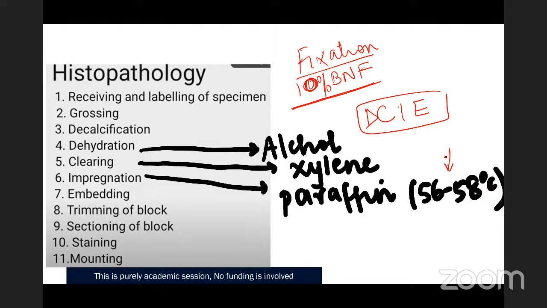Now once we impregnate the paraffin inside the tissue, we have to embed it and make it into a block, that is a paraffin block. That is what is called embedding. So remember DACI: we dehydrate, we clear, we impregnate, and then we embed. That is the four-step sequence that we all have to remember.